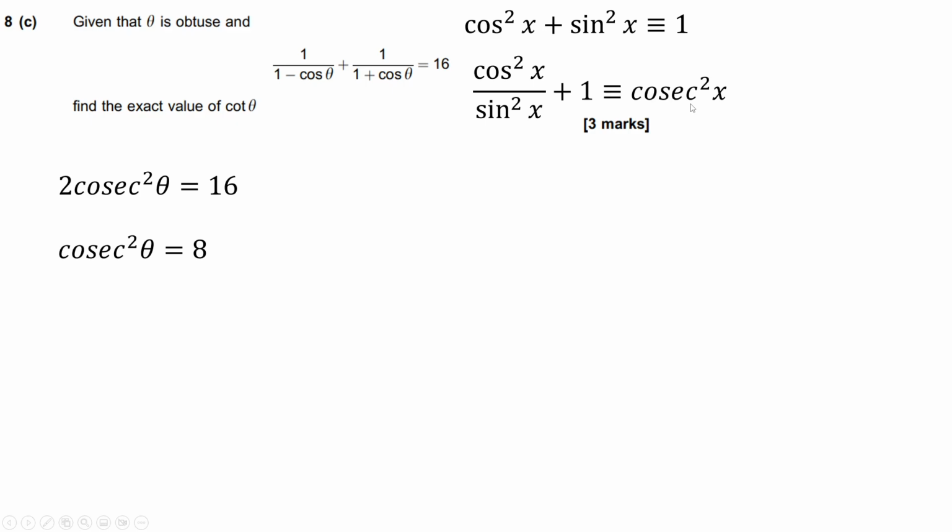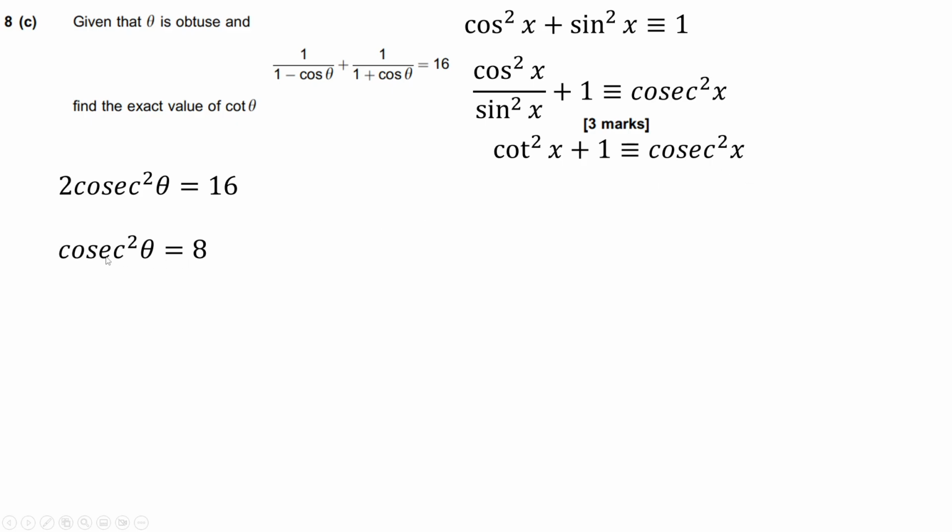That's why I did that. And then you'll get cos squared over sine squared. Now, sine over cos is going to be tangent. That means that cosine over sine must be cotangent. And then if you just square that result, you'll get cot squared x. So cot squared x plus 1 equals cosec squared x.